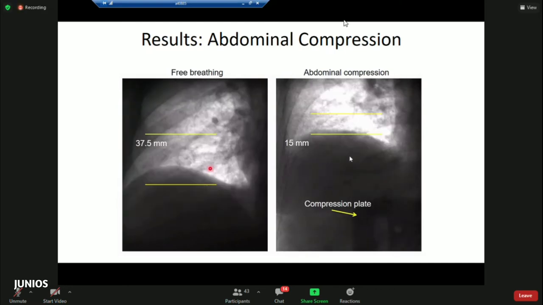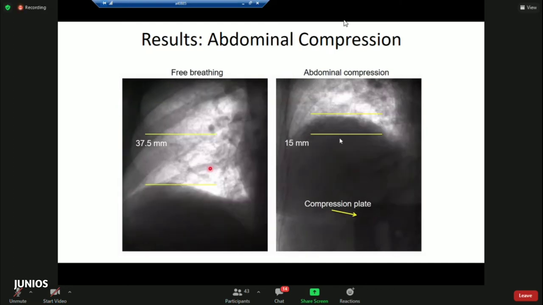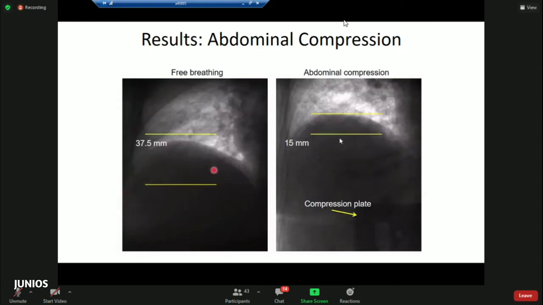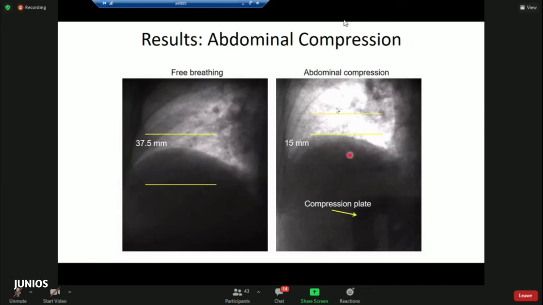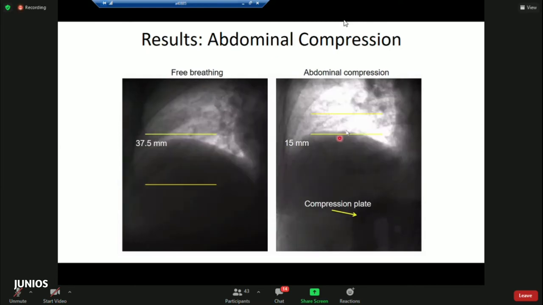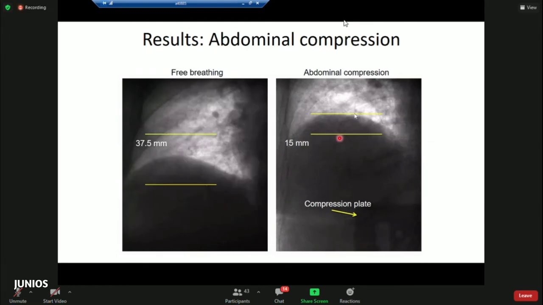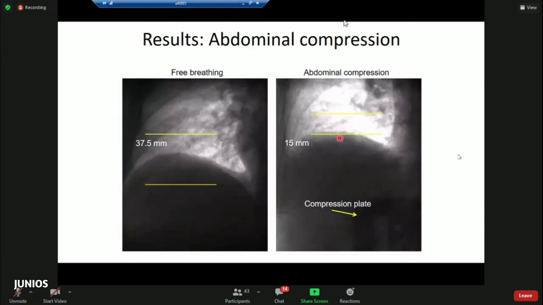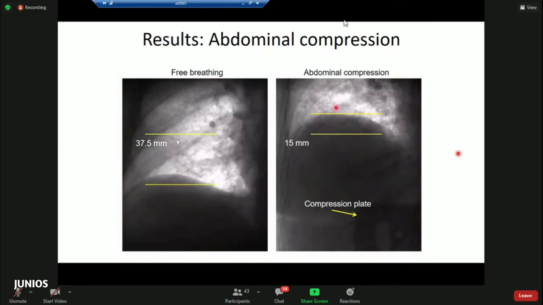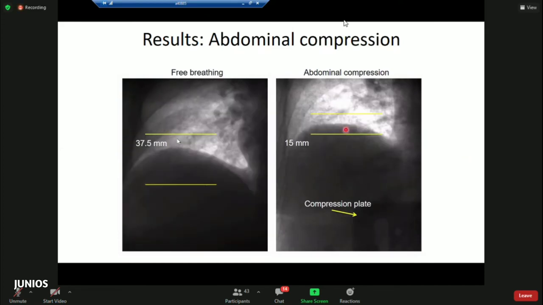And the other is abdominal compression. If the patient cannot do exhale breath hold, we apply abdominal compression in order to reduce the motion during free breathing. So there's no interruption on the beam, we treat throughout free breathing, but we do reduce the motion. Even this is not the preferred approach anymore from our clinical team, because we know free breathing gating is effectively similar to exhale breath hold but with lower duty cycle.